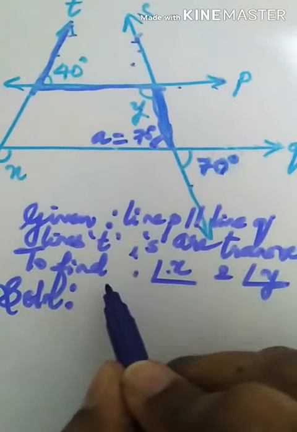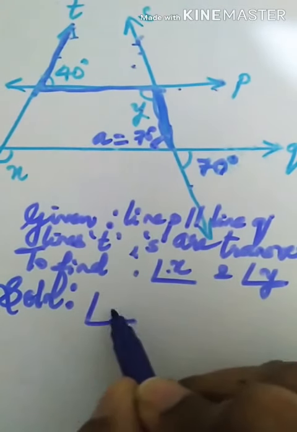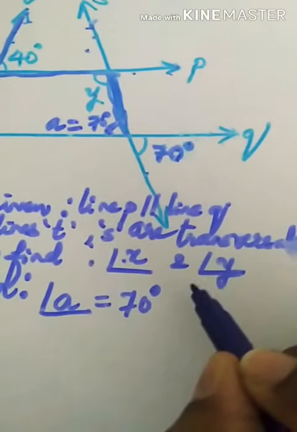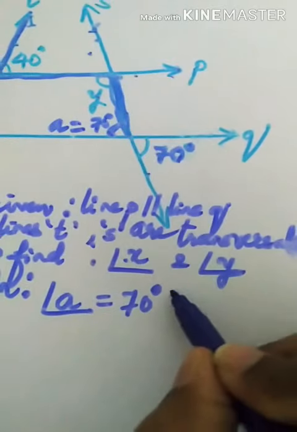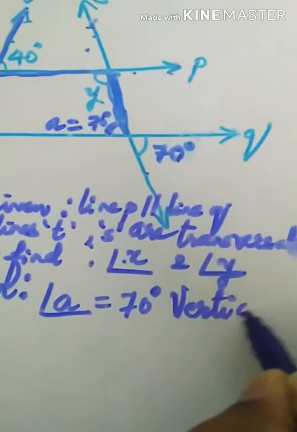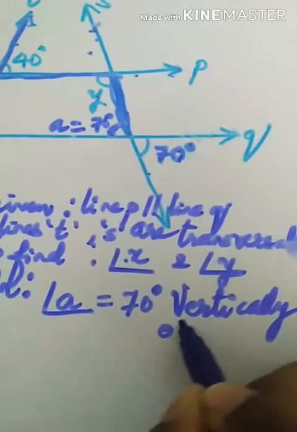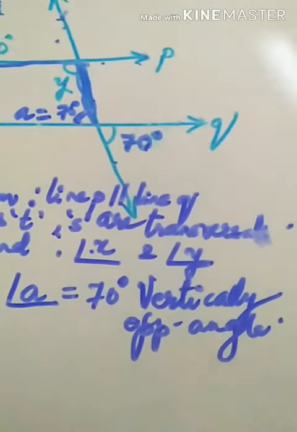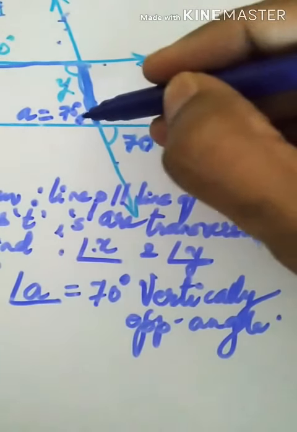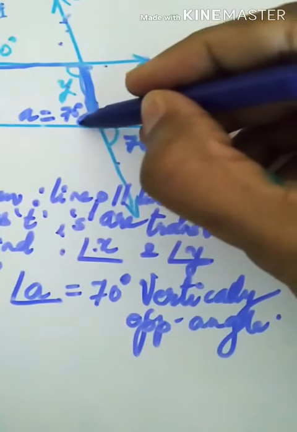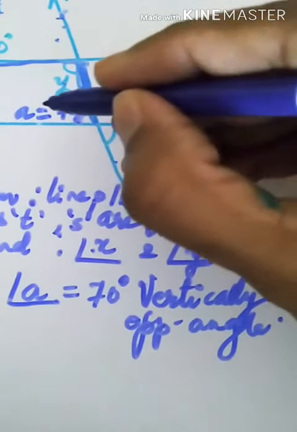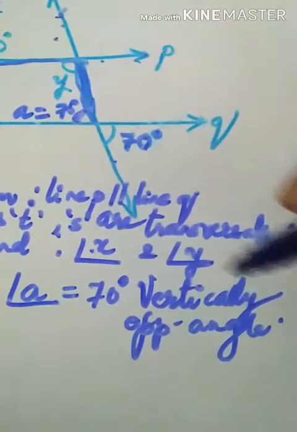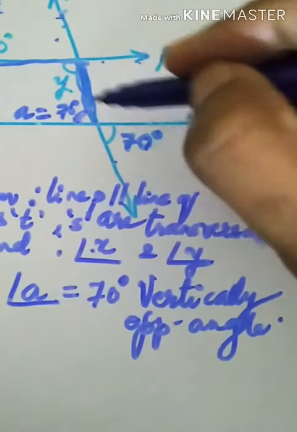Solution. We will write angle A equal to 70 degree. Directly you write, but don't forget to write down the reason. Why? Because it is vertically opposite angle. Vertically opposite angle is every student's favorite angle. 70's vertically opposite angle is this angle. Instead of calling it this angle, I named it as A. Then I wrote it directly. Therefore, A is equal to 70 degree. Why? Because it is vertically opposite angle.